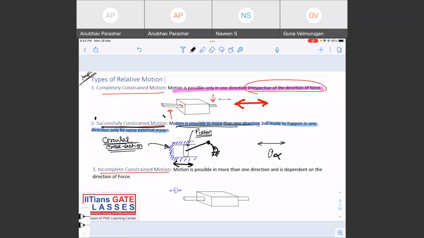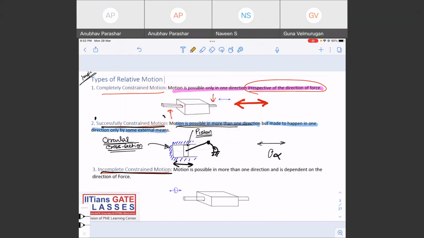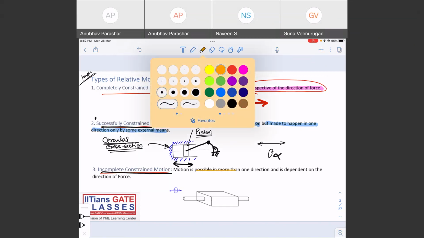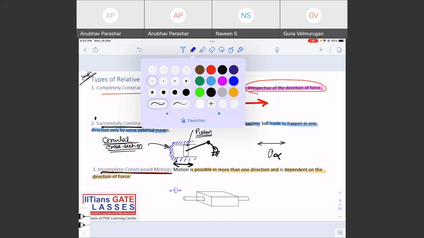The third kind of relative motion is incompletely constrained motion. Here the motion is possible in more than one direction, and is dependent on the direction of force, the type of force you are applying. For example, you can see here, I have given you an example. What is the example?